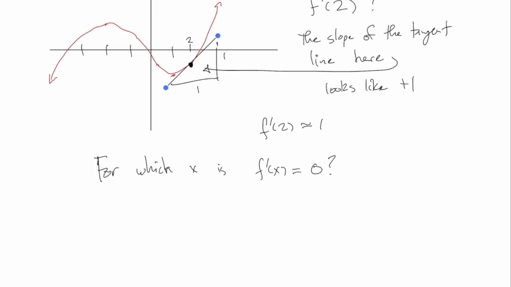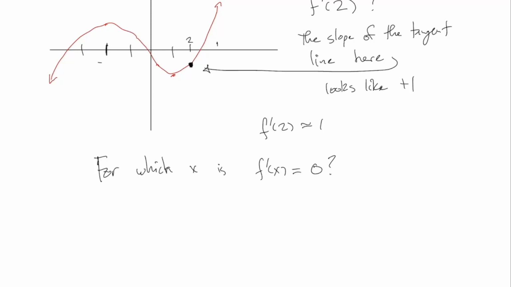I'm going to maybe erase this triangle here just for now. Anybody see any points where the slope is 0? That is, if you were to draw the tangent line, it would be a flat horizontal line. Are there any such points? Yeah? -2 and 1, she says. -2 and 1. Yeah, I agree.